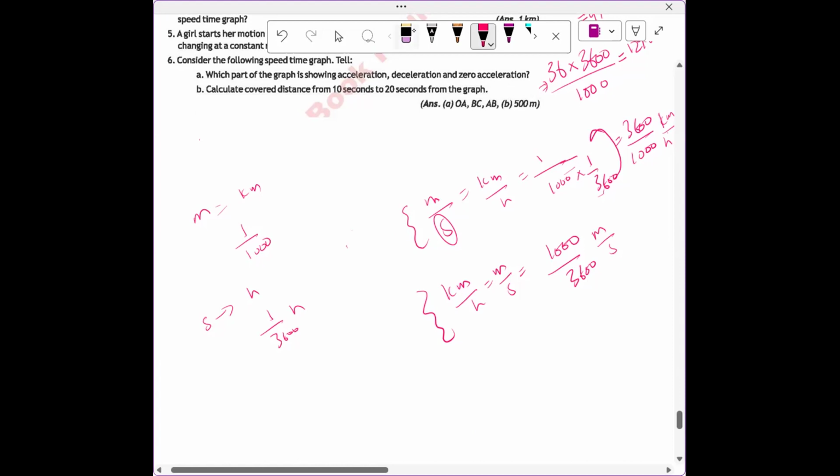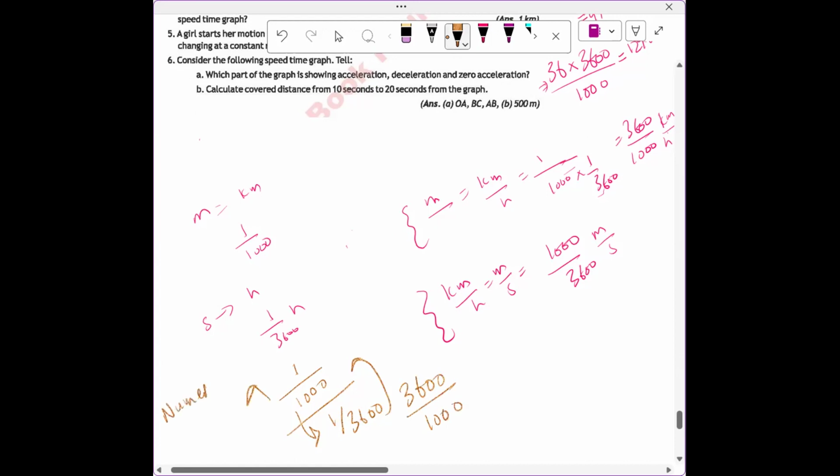Meters per second to kilometers per hour is equals to 3600 over thousands, and kilometers per hour to meters per second is 1000 over 3600. The reciprocal of it, basically. And for the safekeeping, if it's 1/1000 divided by 1/3600, this would go in the denominator, and this would go in the numerator. So it would be 3600 over 1000. If we have a fraction in the numerator, and this is denominator fraction.